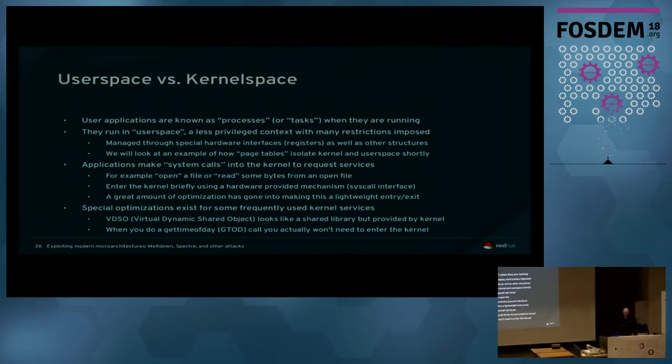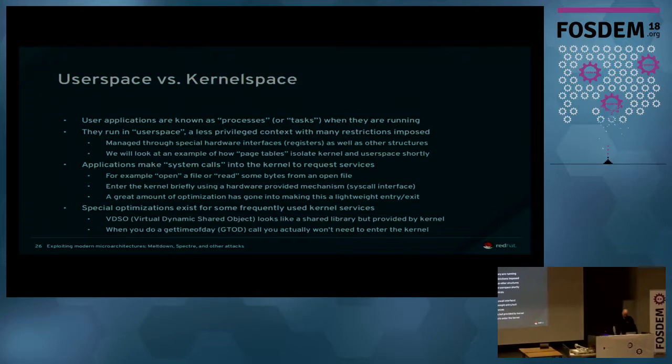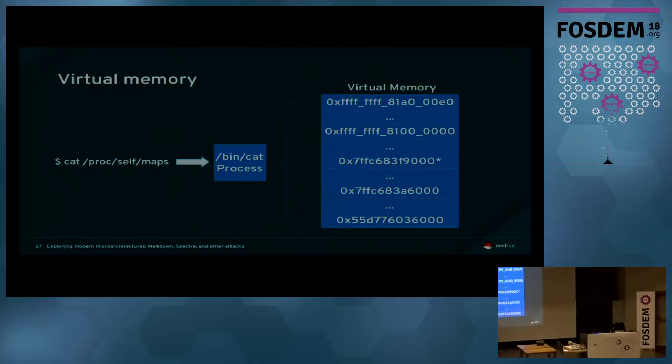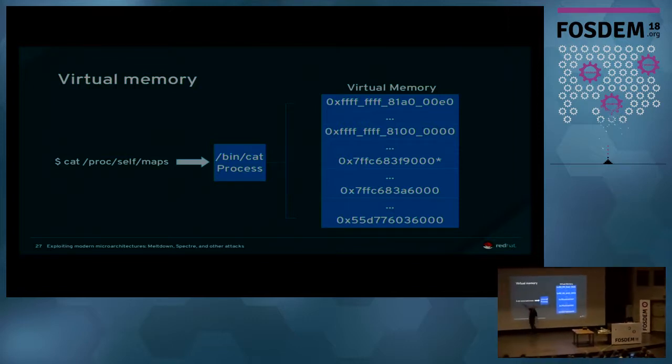Applications, when they're running, are known as processes. They use system calls. I think I mentioned all of that. Here's an example of a program when it's running. So if I were to, just on my laptop, type this command, cat proc self maps, I could see the view of memory that that cat program has, because it's catting its own memory map. And I might see various memory ranges. But I really want to draw your attention to a couple of them.